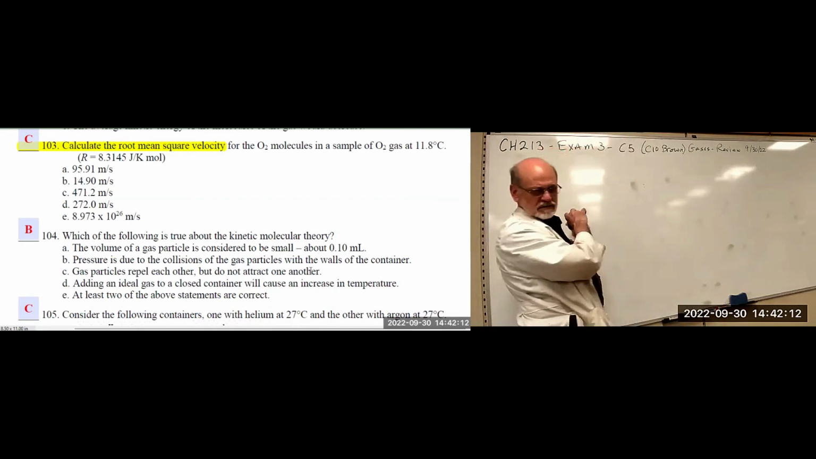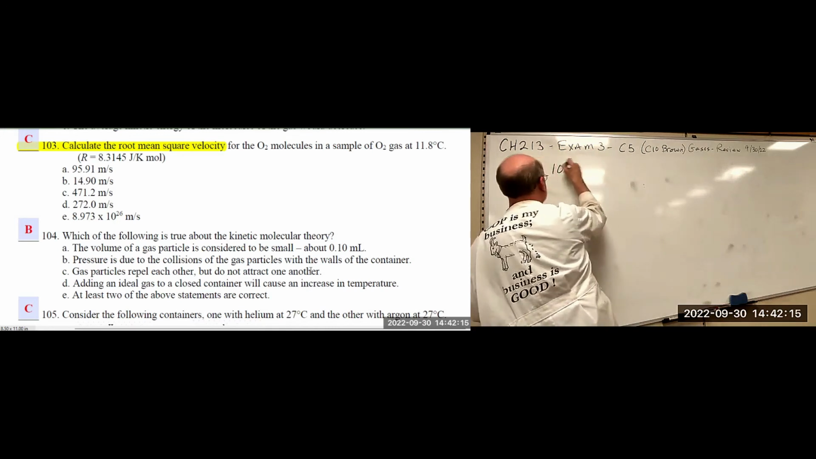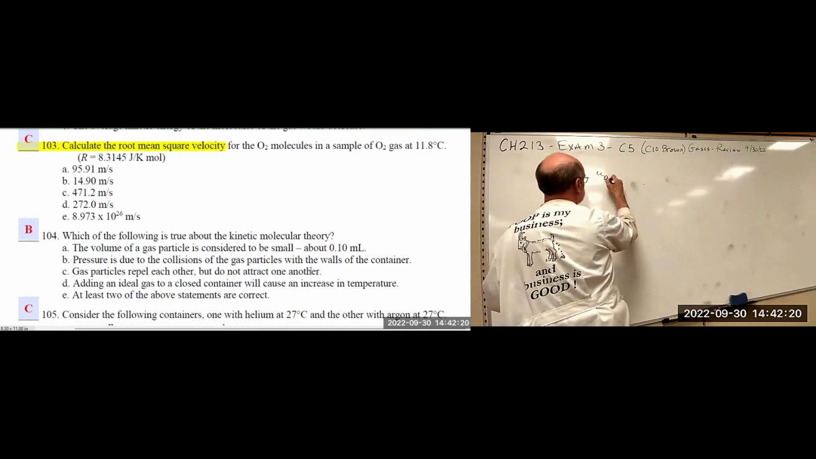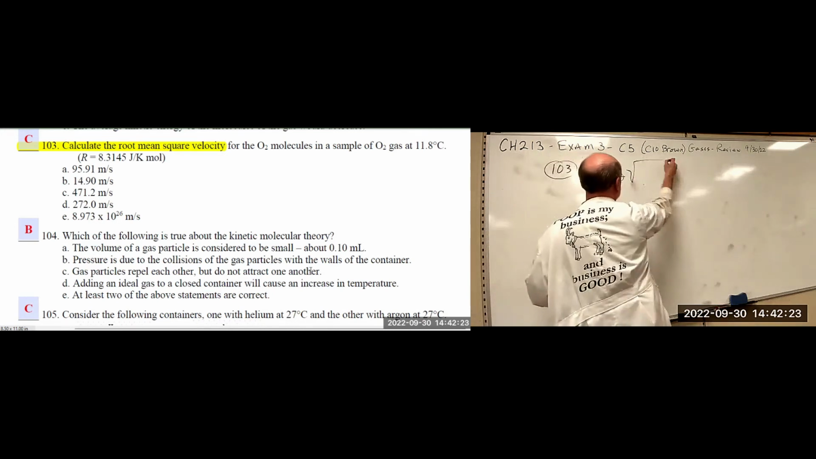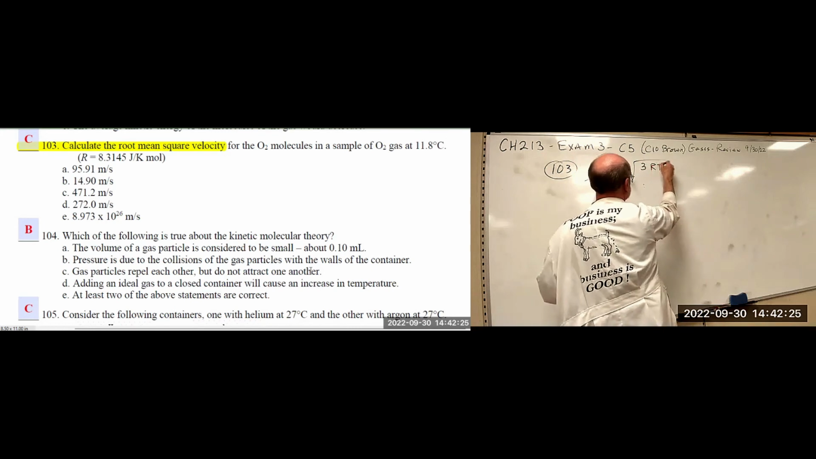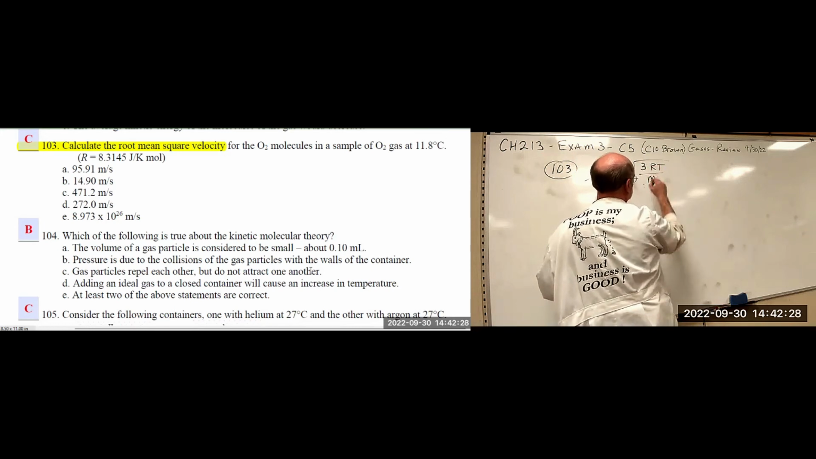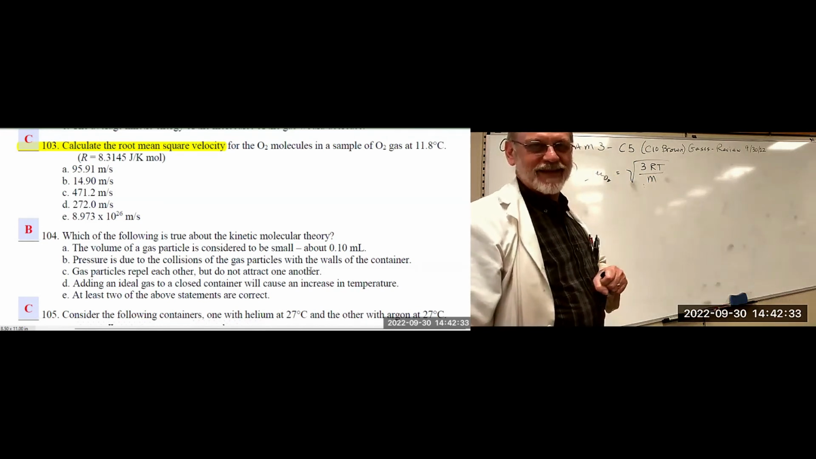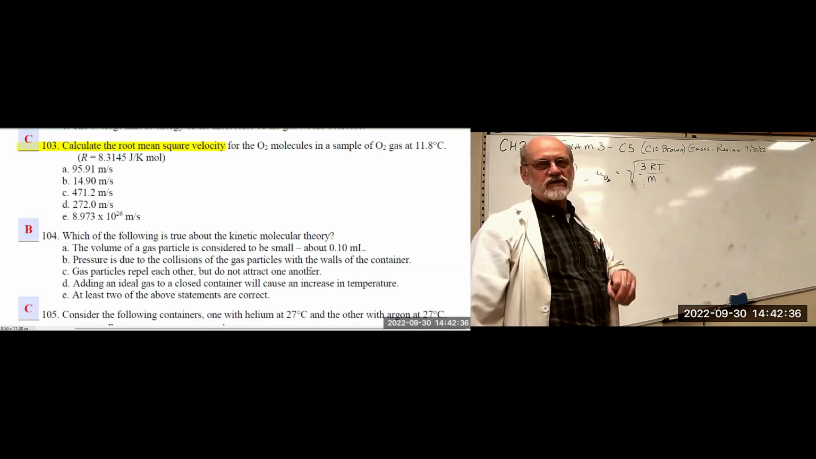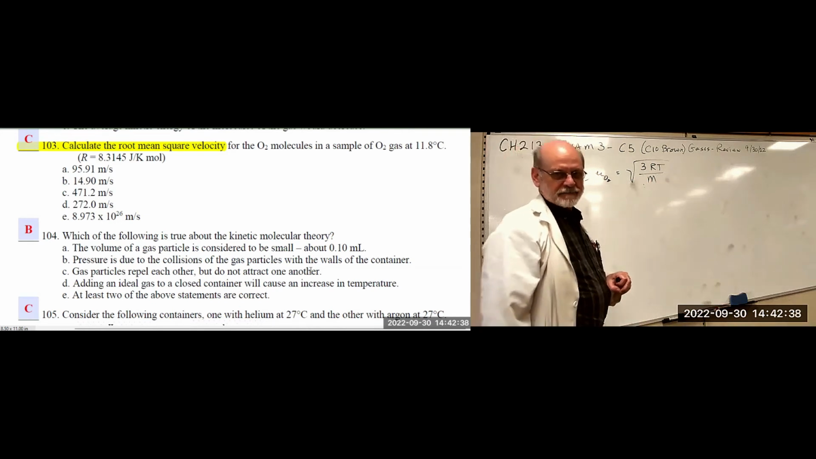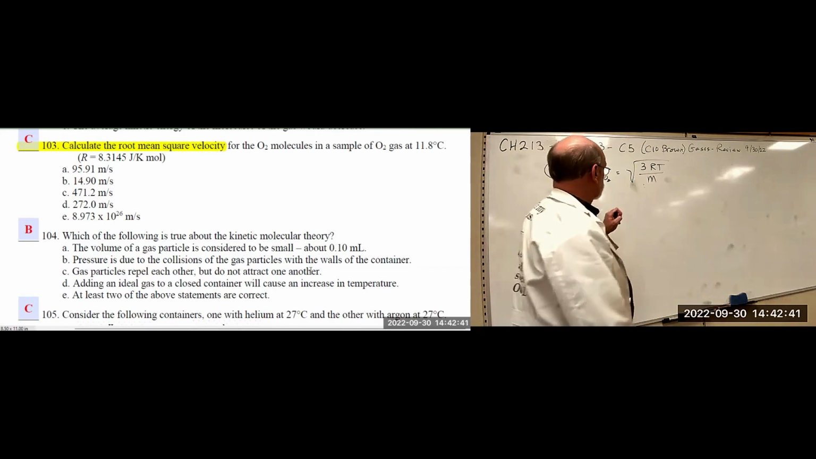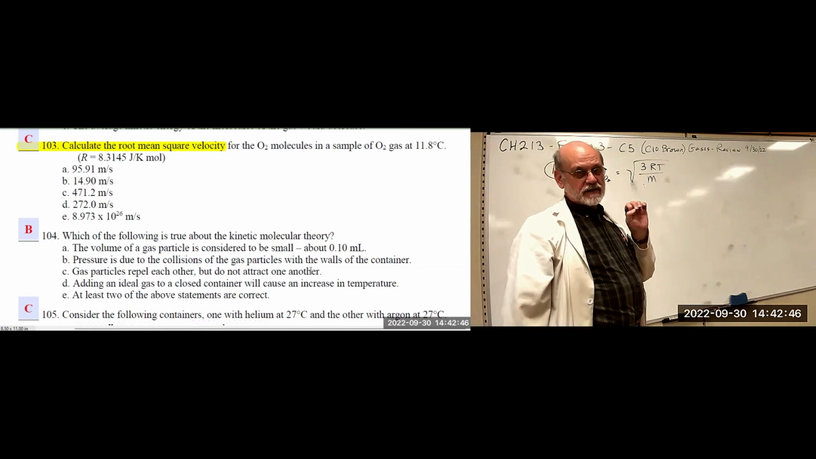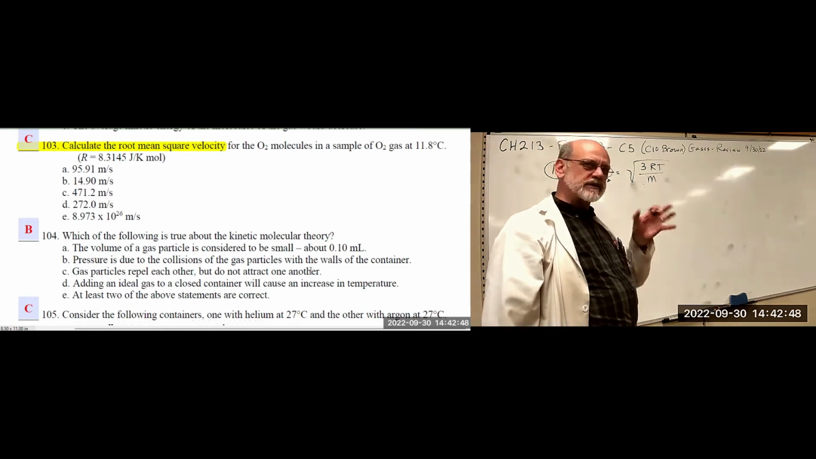So we want number 103. The root mean square velocity of oxygen gas is the square root of 3RT divided by molar mass, right? Does that ring a bell? It's in the back of your useful information if you can't remember it. Okay, so we need R, but this time we need R with energy in it. So we have to use a different R.